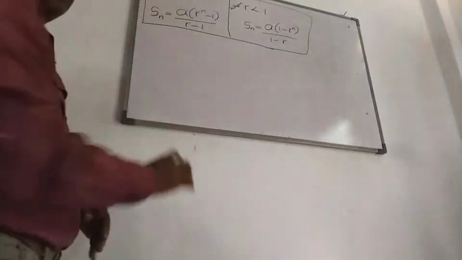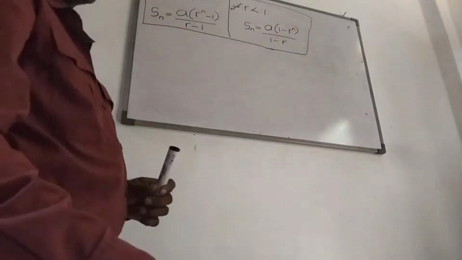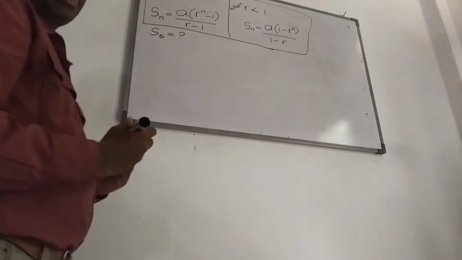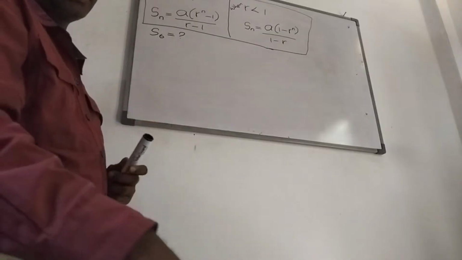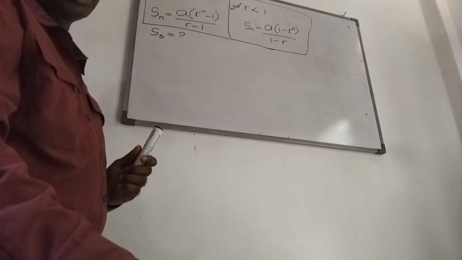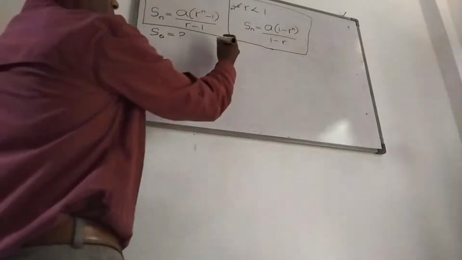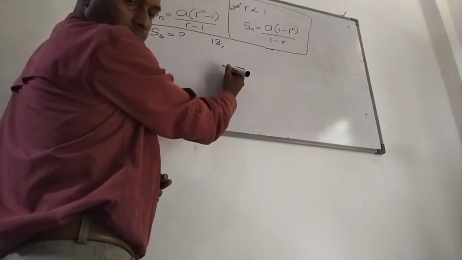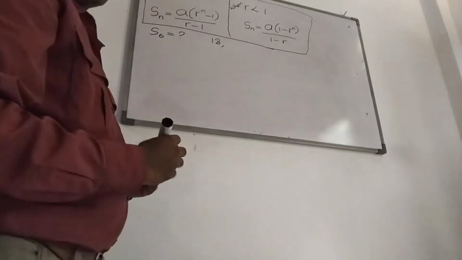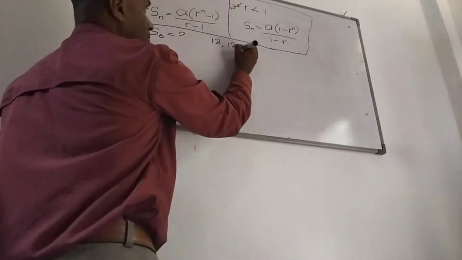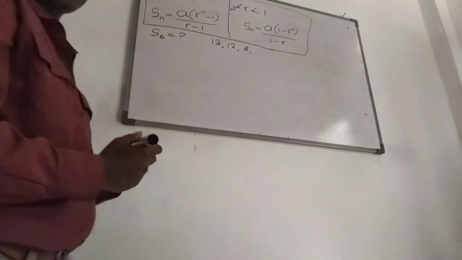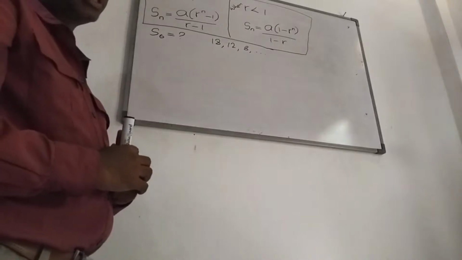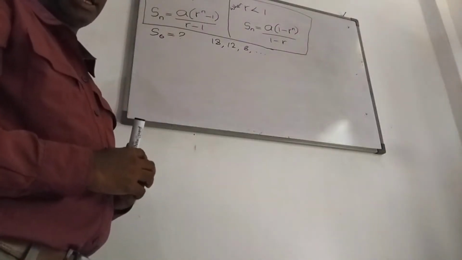Fifth question. Find the sum of first 6 terms of the geometric progression given 18, 12, 8. This is the fifth question: sum of the first 6 terms of the geometric progression 18, 12, 8.